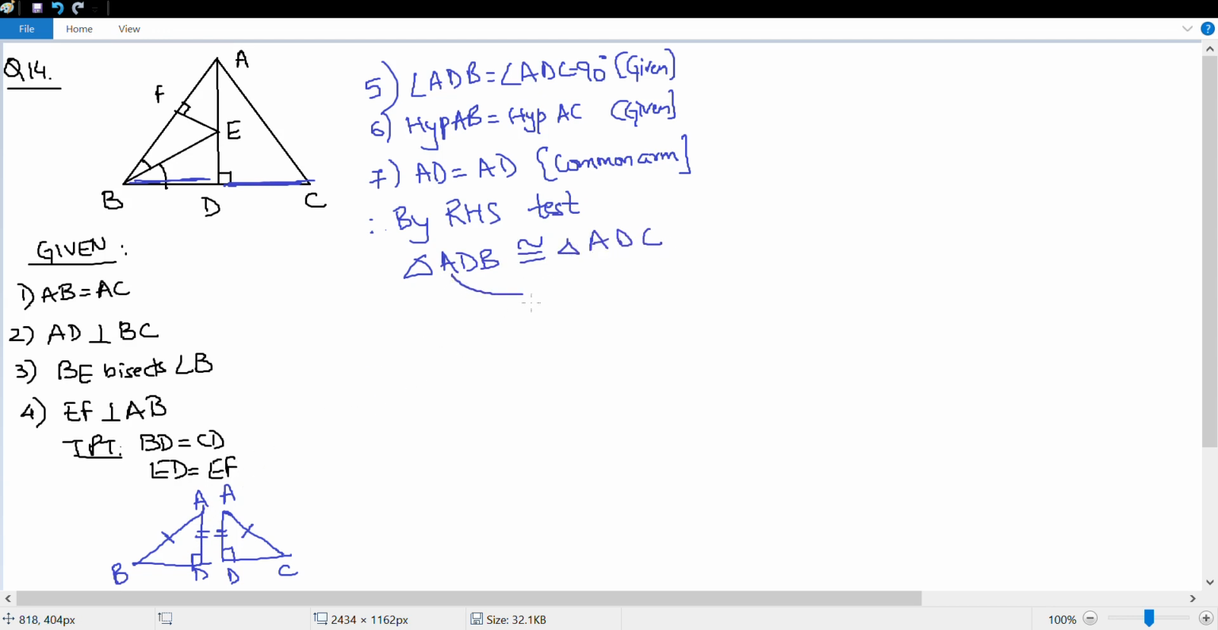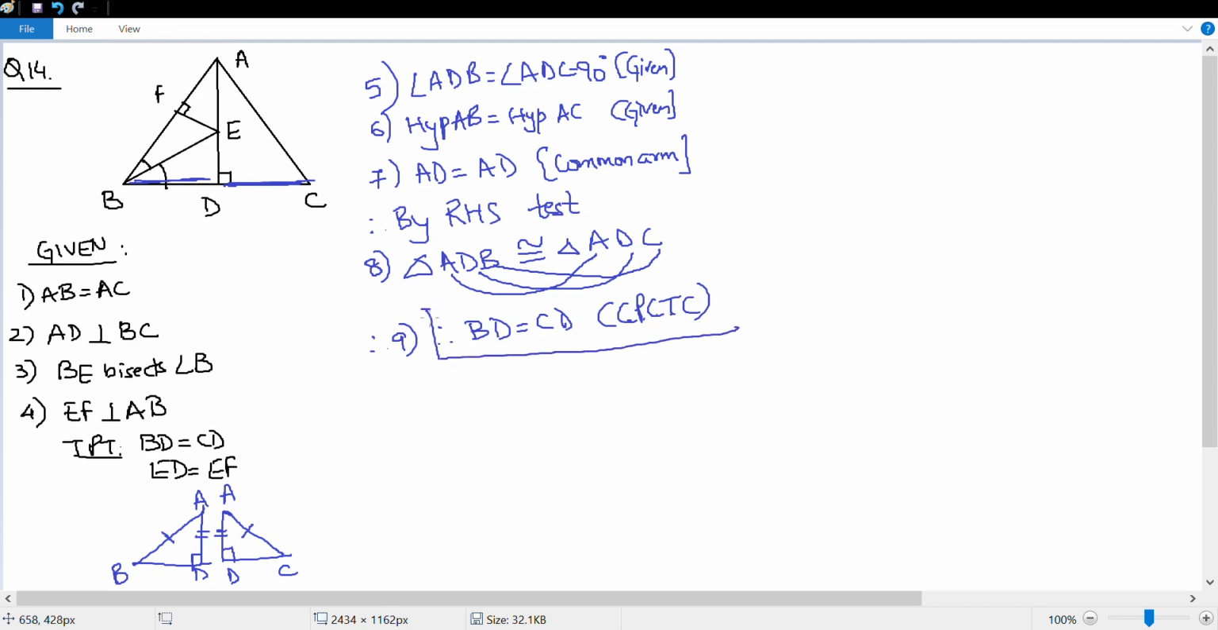Putting it in terms of corresponding, A corresponds to A, D corresponds to D, and B corresponds to C. So this is my number 8. That's what they want me to prove. They want me to prove BD is equal to CD. So therefore, number 9 would be, therefore BD is equal to CD, CPCTC. Corresponding parts of congruent triangles are congruent. So this is what they wanted me to prove. Always a good habit to highlight what they want you to prove. Done.